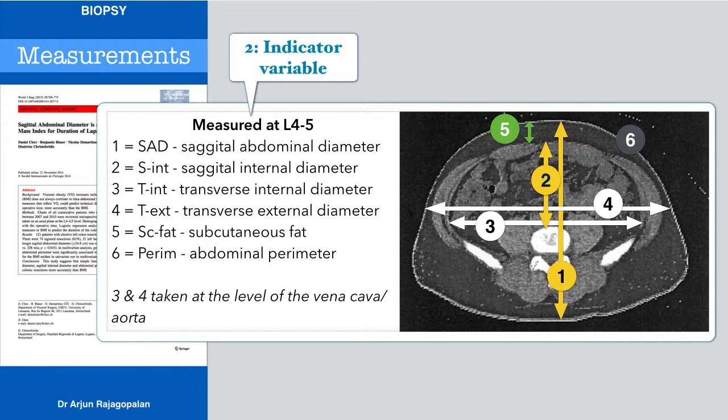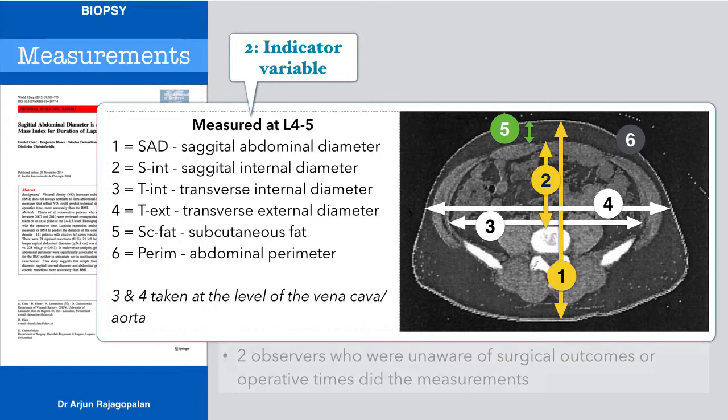They have measured 6 variables which are delineated in this chart and are quite explicit and easily available. They also did the study in a fashion where the observers who were making these measurements retrospectively were unaware of outcomes and were thereby blinded to the results.